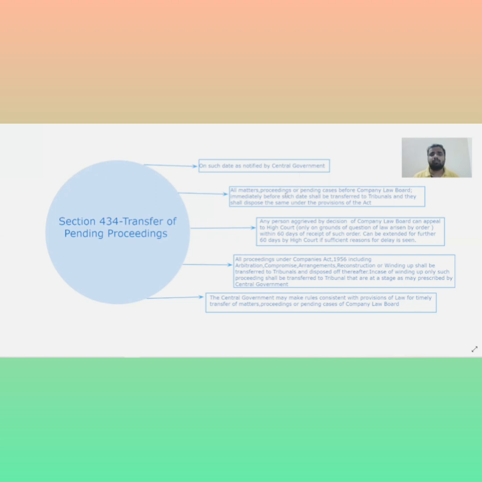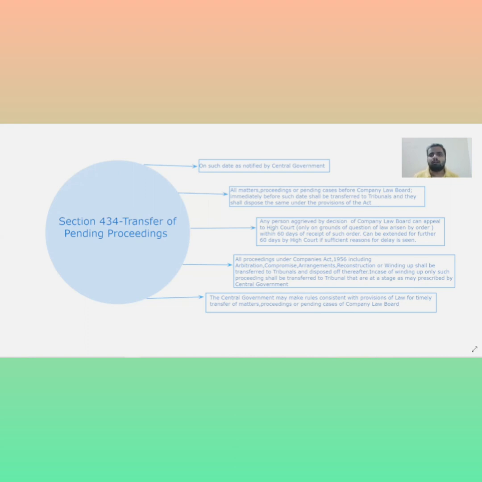The second point: all the matters, proceedings, or pending cases before the Company Law Board immediately before such date shall be transferred to the tribunals, and they shall dispose of the same under the provisions of the Act. Whatever matters and proceedings were with the CLB will be transferred, and the cases will be disposed of by the tribunals accordingly.